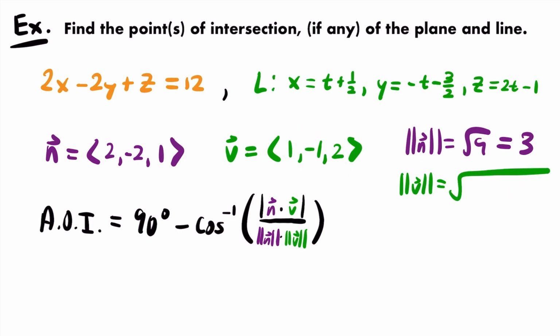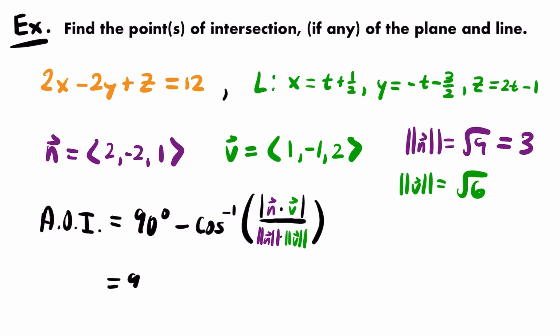Now the magnitude of vector v will be equal to the square root of the sum of these components squared. And 1 and -1 squared are both 1, and 2 squared is 4. And so we have 1 plus 1 plus 4. And 1 plus 1 is 2 plus 4 is 6. So we have the square root of 6. All right? And so now we can set up this equation.